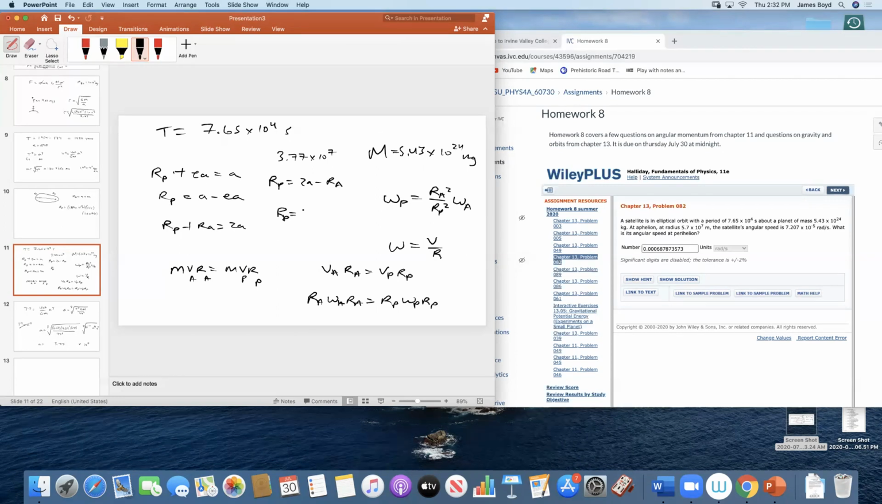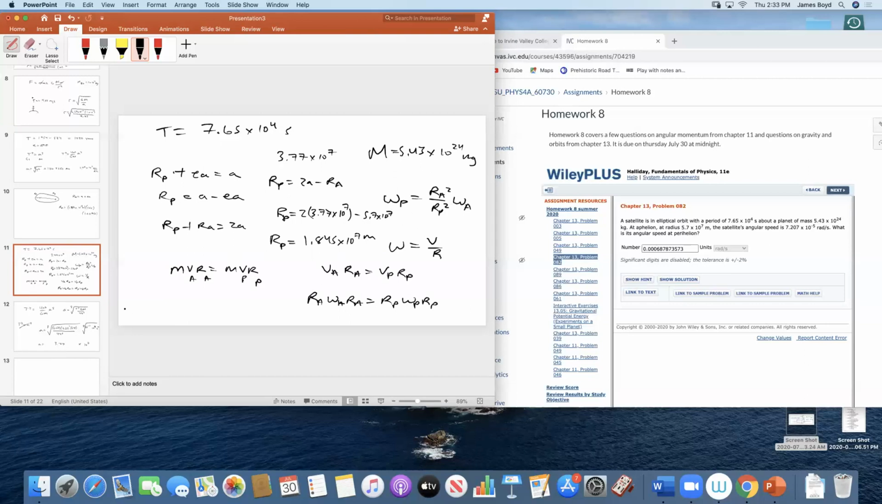RP is 2 times 3.77 times 10 to the 7th minus, and what was RA? 5.7 times 10 to the 7th. And therefore I get 2 times 3.77 minus 5.7. I get 1.84. RP is 1.845 times 10 to the 7th meters.